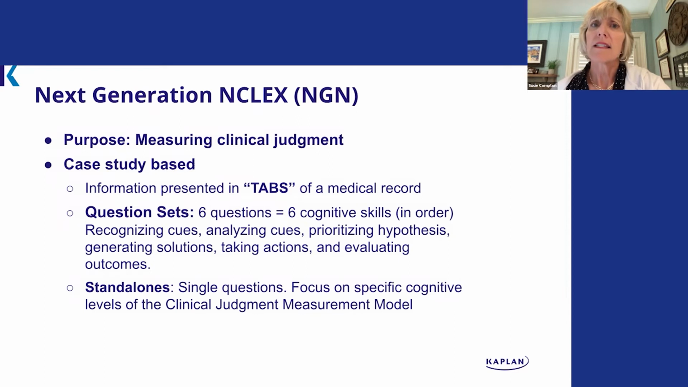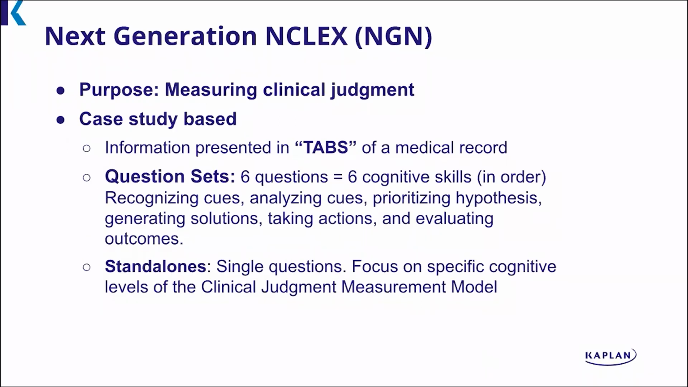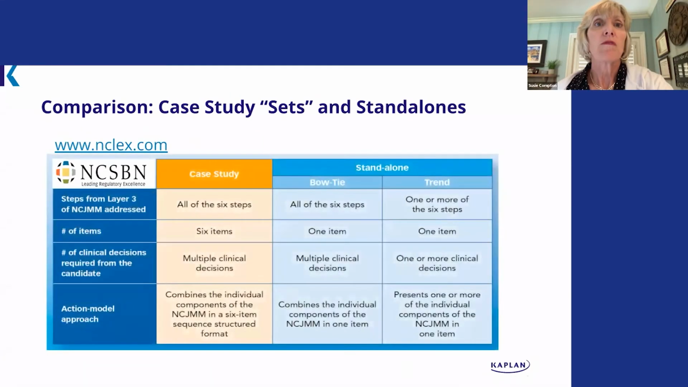You may be asked a series of 6 questions which progress through these different cognitive skills, or you may be asked a single or standalone question. These standalones may focus on several or all of the elements of clinical judgment. This table, provided by the National Council for State Boards of Nursing, or NCSBN, shows the differences between the 6 question sets and the standalone items being used for next generation NCLEX.